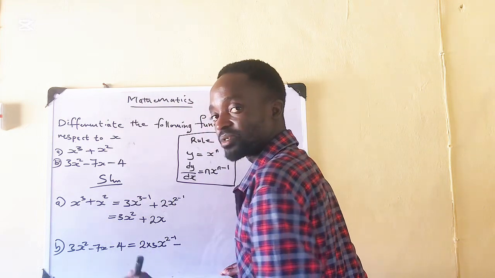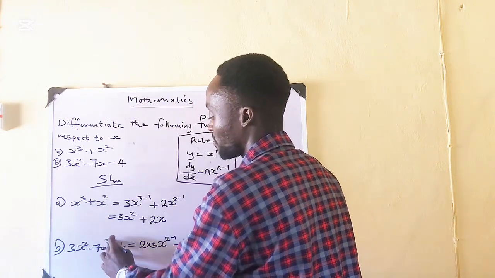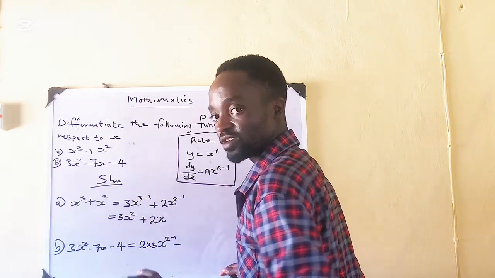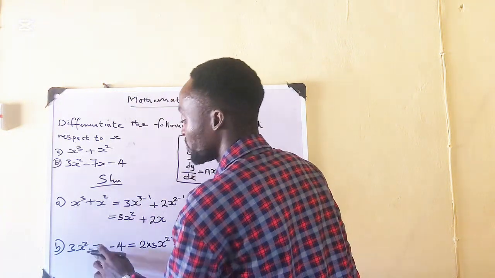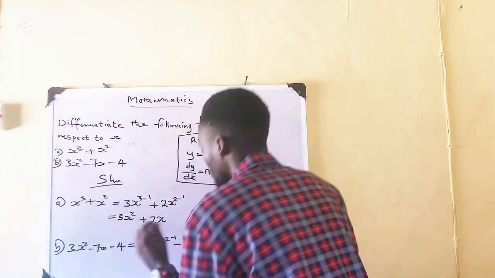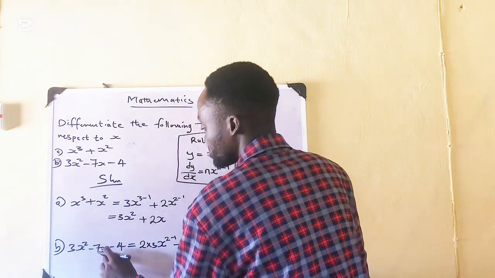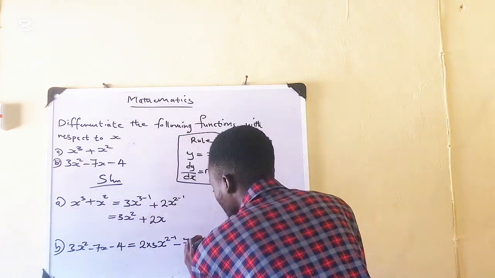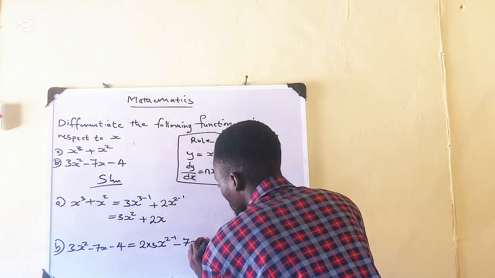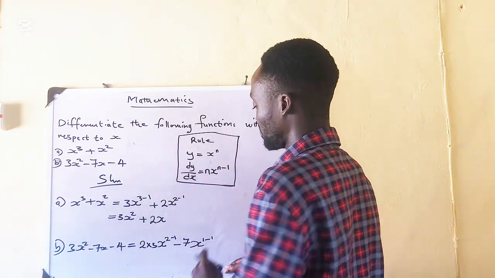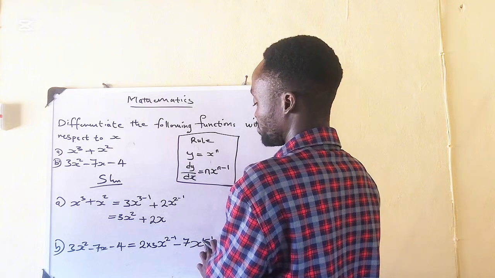This 7x is the same thing as 7x raised to the power of 1. If you bring down the 1, you know 1 times 7 is still 7. So that's why we'll just write 7 as it is. Then write x. Because this x is like x raised to the power of 1, we also subtract 1 from it. So we have 7x raised to the power of 1 minus 1.